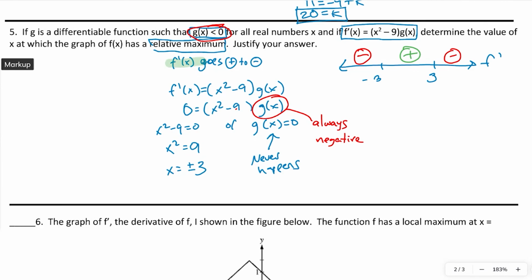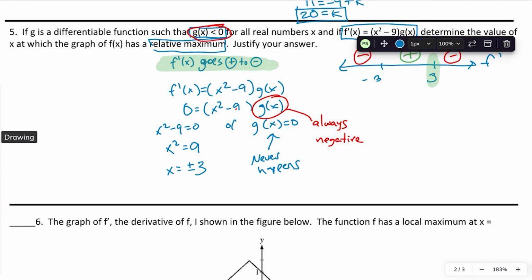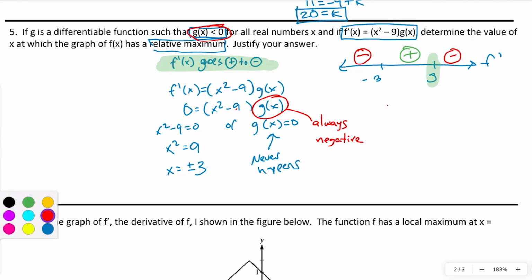So we're looking for where there is a relative maximum. Just like we said, this is going to happen when f prime goes from positive to negative, and that is happening right here at 3. So we've got a relative minimum. Oh, I'm sorry, maximum, not minimum, at x equals 3 because f prime went from being positive to negative.